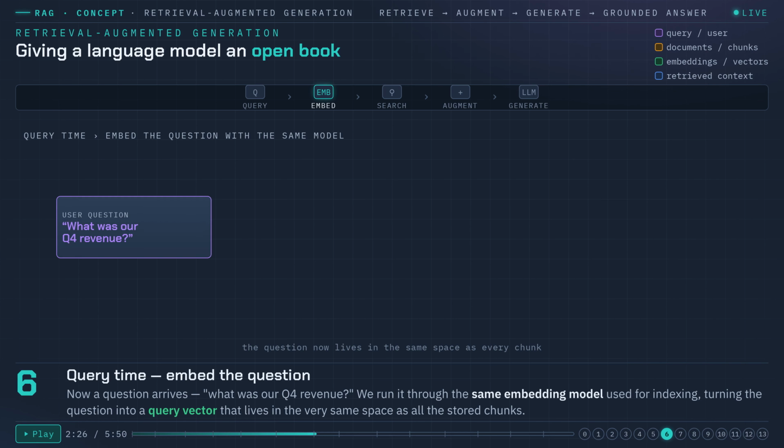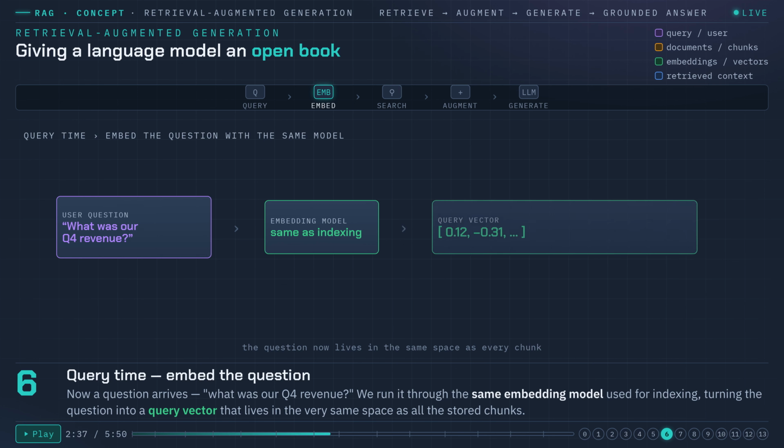Now, a real question arrives. What was your Q4 revenue? We run it through the very same embedding model we used for indexing. That turns the question into a query vector, living in exactly the same space as all the stored chunks.